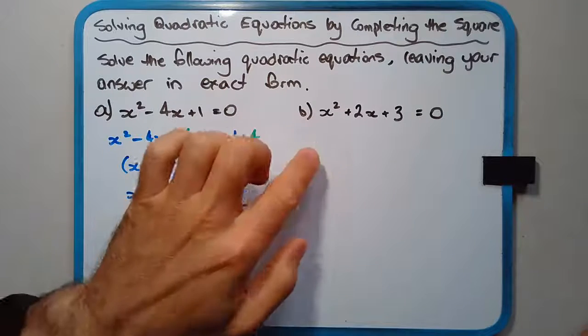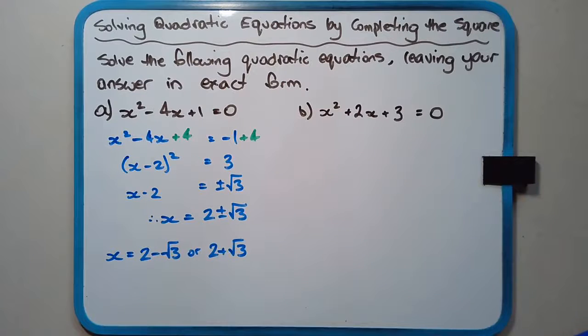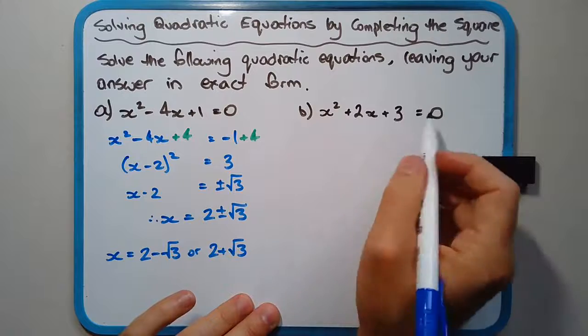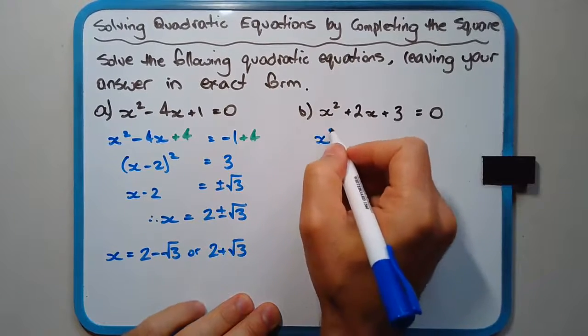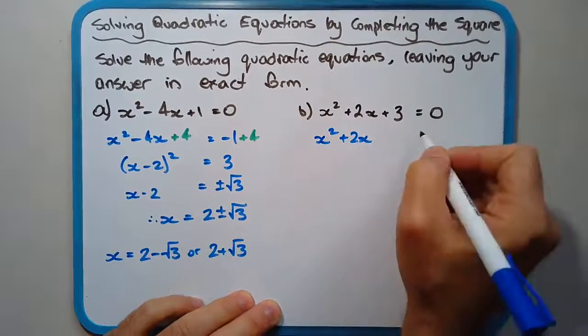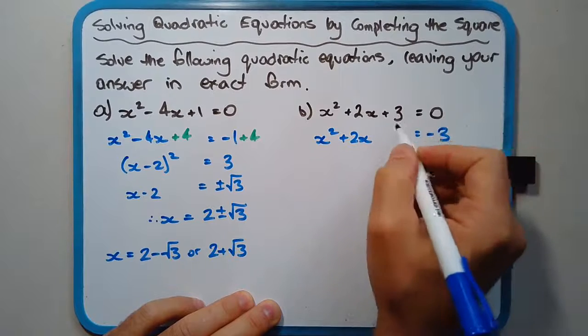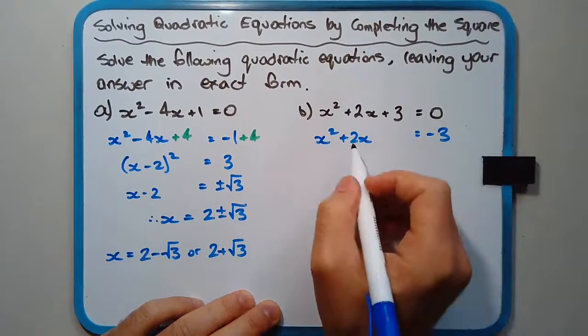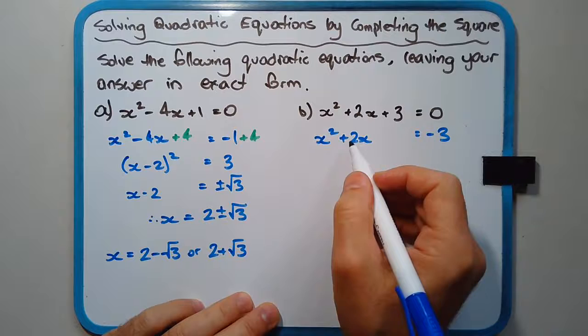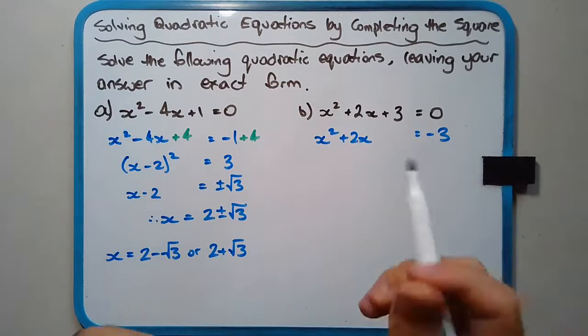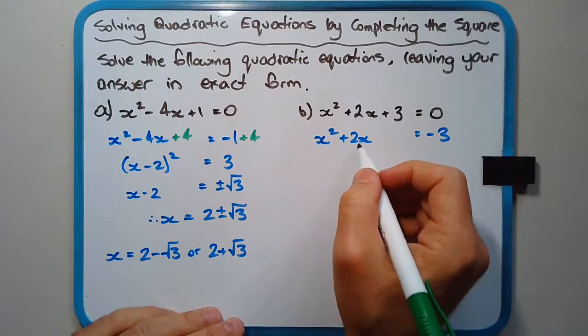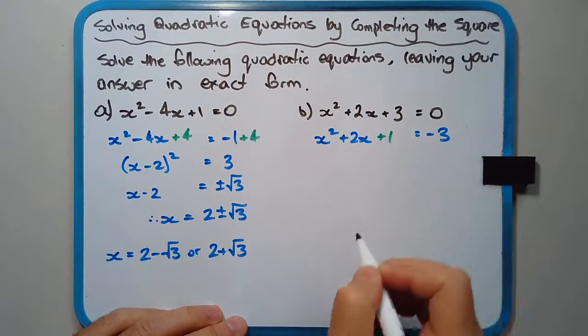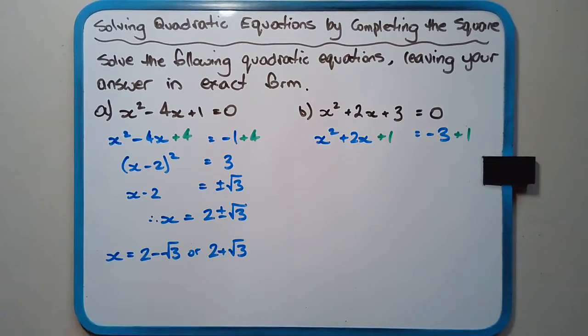Okay, let's have a look at part B. Now part B, I've left that one in there just as an interesting example. Let's complete the square on this one as well. So we have x squared plus 2x is equal to -3. We move the constant term over to the other side. Let's halve the middle term and square it and then add it. So half of +2 is just +1. +1 all squared is just 1. And we're going to add 1 to both sides.